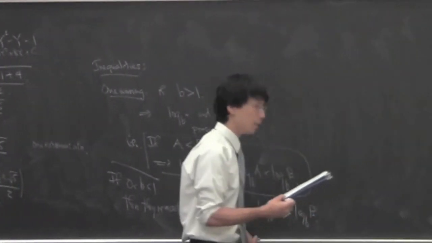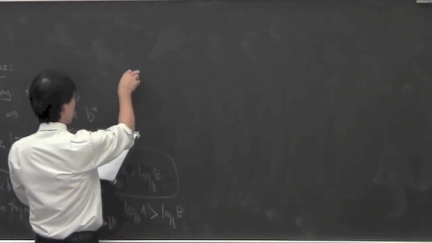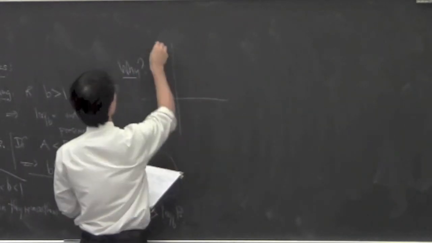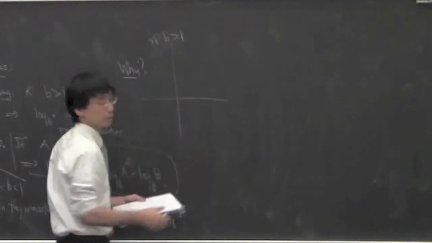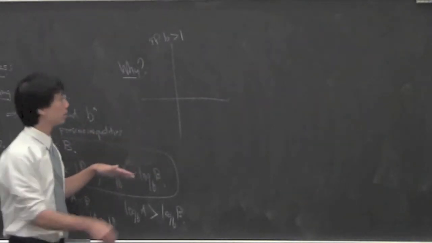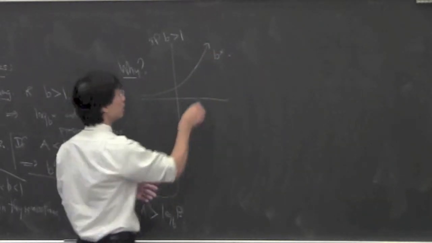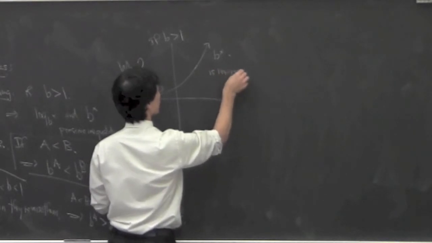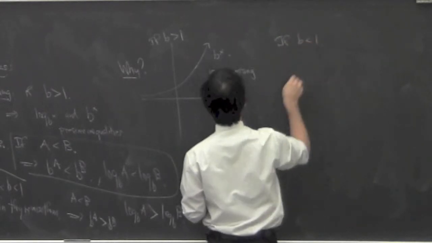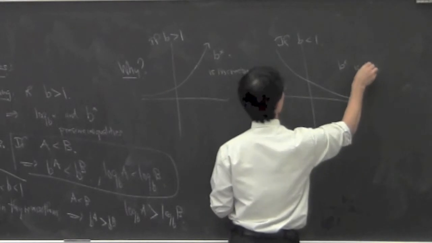So, and the reason is actually simple. Why? Because if b is bigger than 1, then what does the exponential function look like? b to the x looks like this. Right? It's increasing. If b is less than 1, then we have the opposite case. b to the x is decreasing.